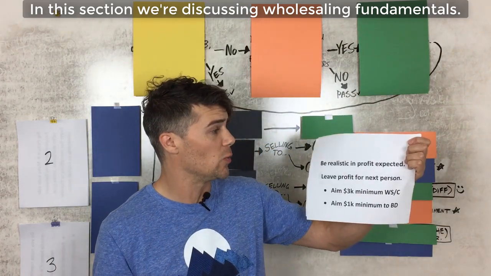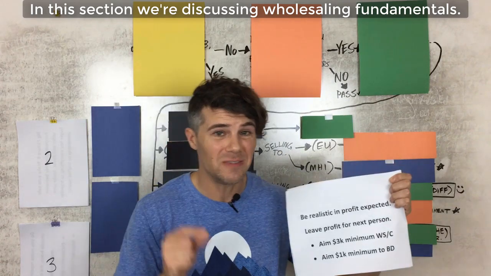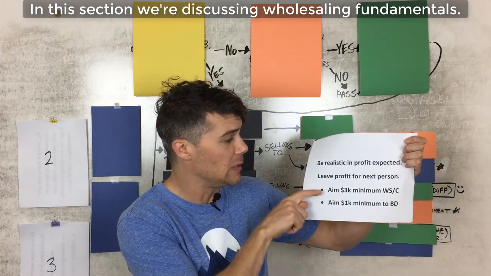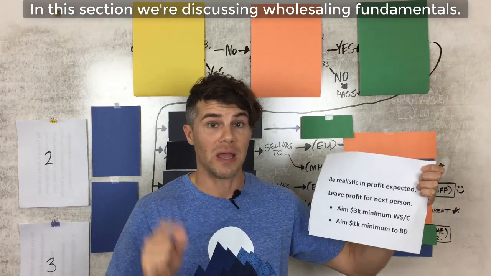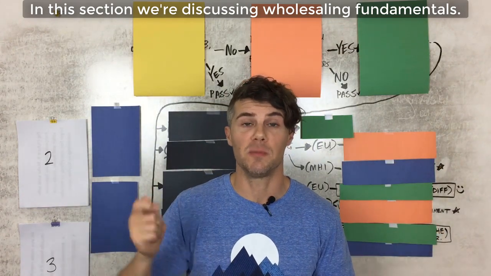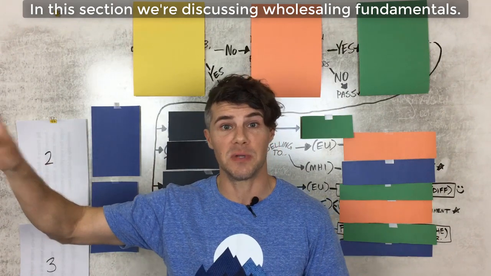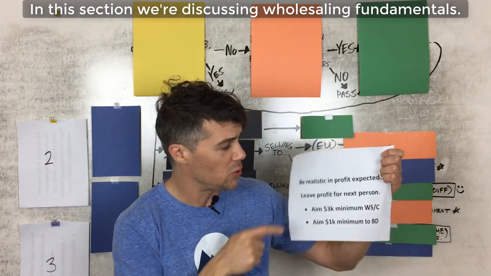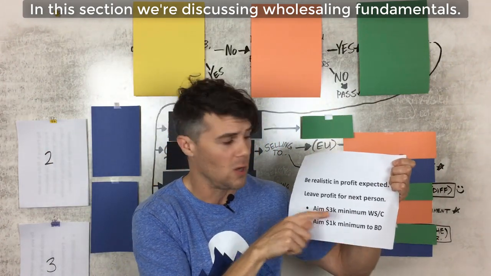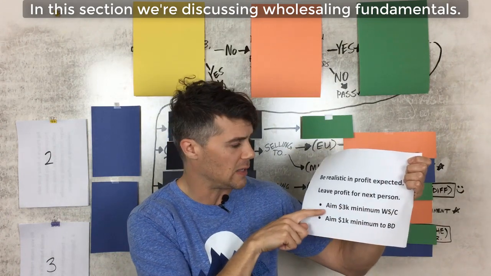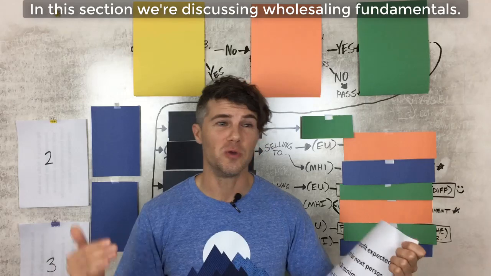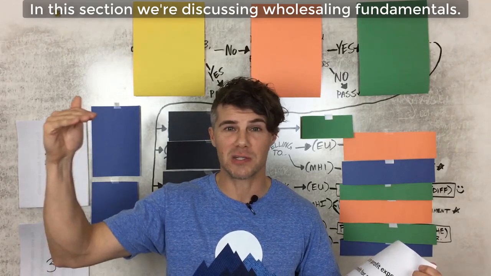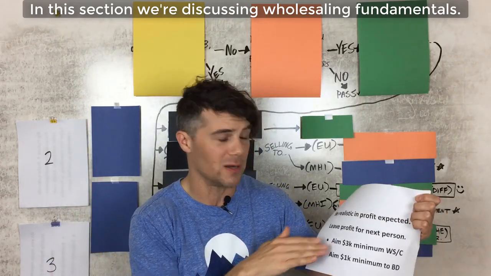Be very realistic with the profit that you expect. Leave profit for the next person. A minimum of $3,000 for profit, and that's what you actually want to make. So you might want to start at making higher than that because people are going to negotiate you. But you want to walk away from a wholesale deal or a consignment deal, we'll talk about that in a minute, with a minimum of $3,000. Otherwise, if you go lower than that, the buyers might talk you down. You were planning on getting $3,000.